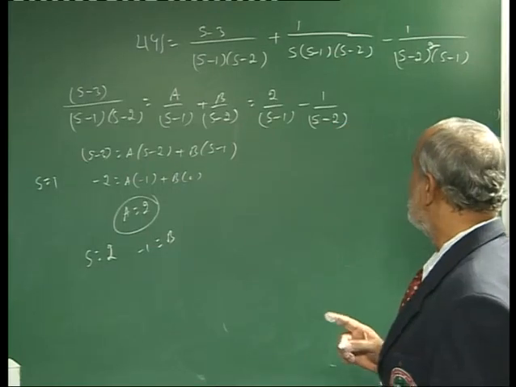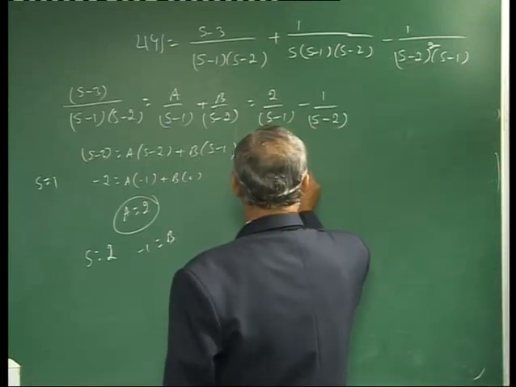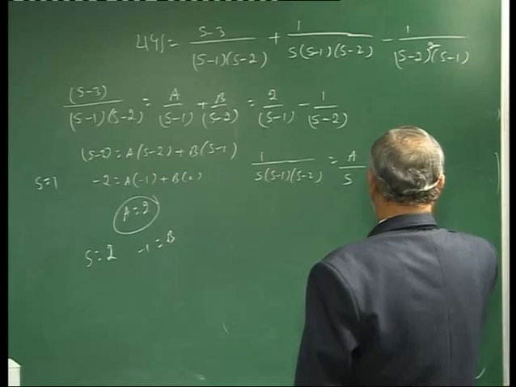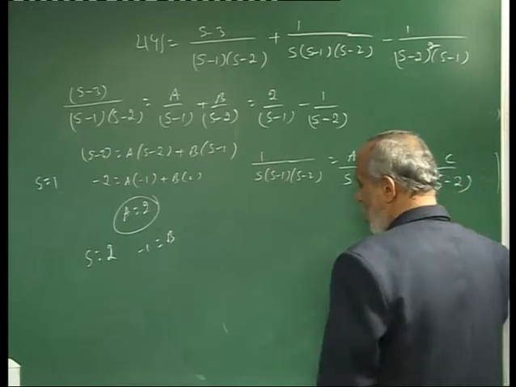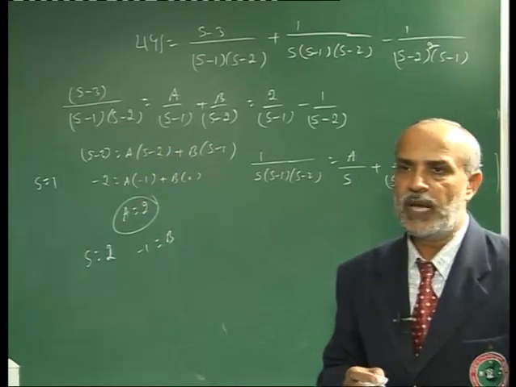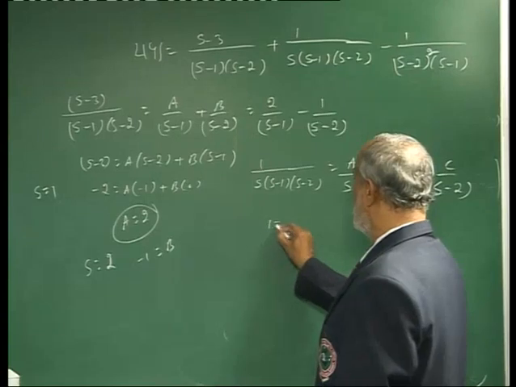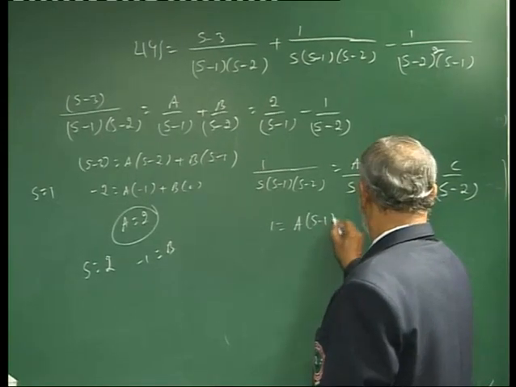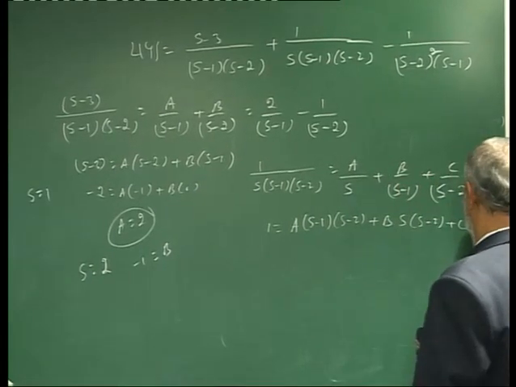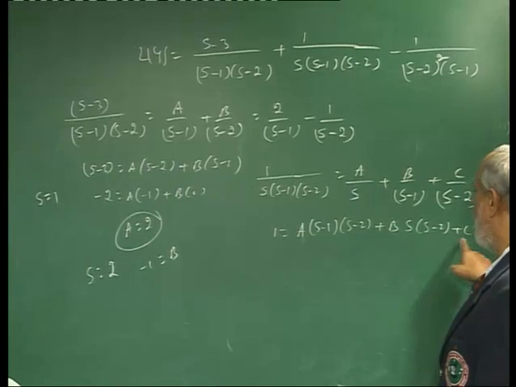Similarly, you can find the second term. 1 divided by s into (s minus 1) (s minus 2) can be written as a by s plus b by (s minus 1) plus c divided by (s minus 2). Multiplying throughout the equation by s into (s minus 1) (s minus 2), the LHS is 1 is equal to a into (s minus 1) (s minus 2) plus b into s into (s minus 2) plus c into s into (s minus 1). Now again you have to find the values of a, b and c.